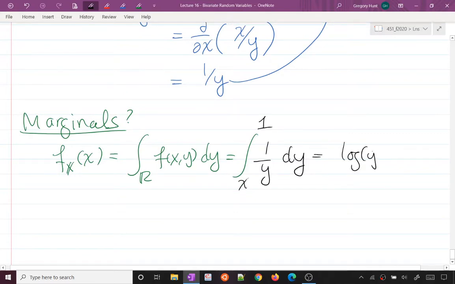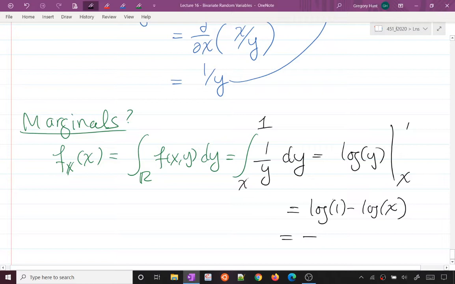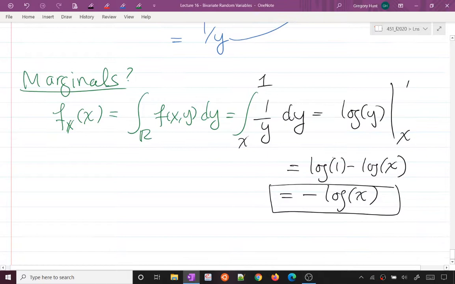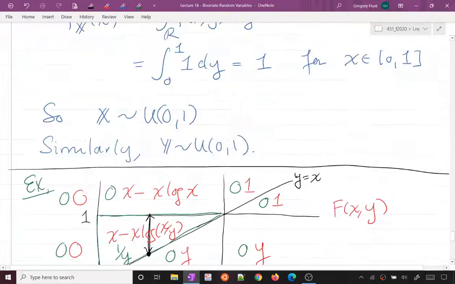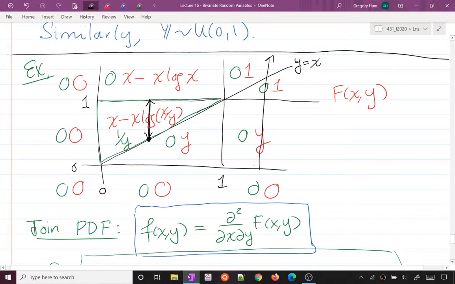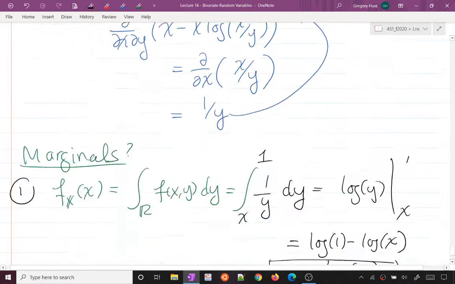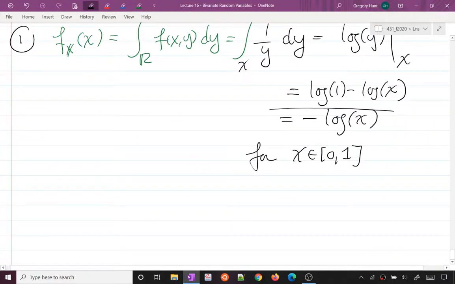And of course, this is log y, evaluated at x and 1, which gives me log of 1 minus log of x, and log of 1 is 0. I'm just left with log x. So that's the marginal of x. And this is, as long as x is in this unit interval, 0 otherwise, right? Because if x is outside that unit interval, I'd be integrating over a bunch of stuff that would be 0. But if it's in that unit interval, it will have a PDF of negative log x. So maybe I should include that in my box here.